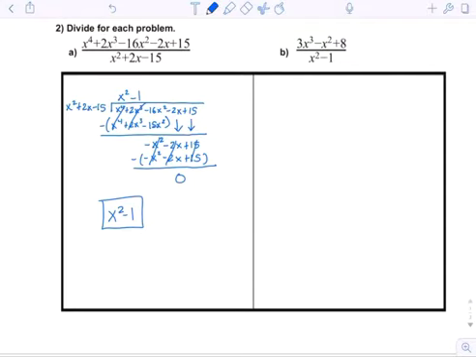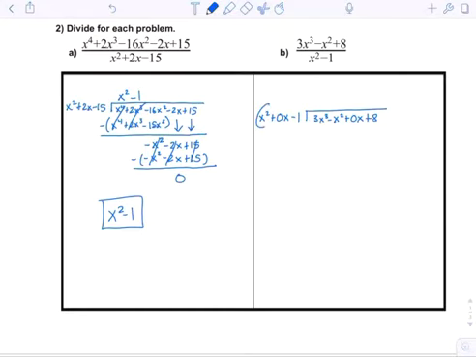Alright, for part B. Now notice, third power, second power. Where's the first power? Not there. Look down here, second power. There is no first power there either. So that means you need to put placeholders. So for the denominator, we have x squared plus 0x minus 1. And then for this bottom, we're going to have 3x to the third minus x squared plus 0x to serve as a placeholder. Now everything will match up from here.